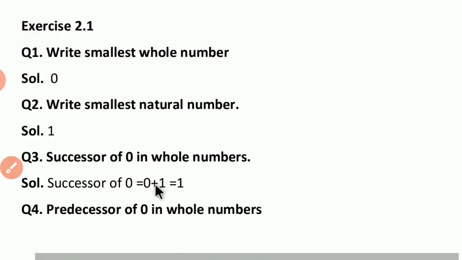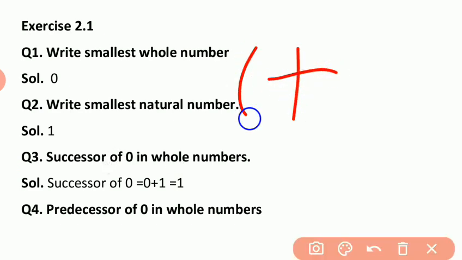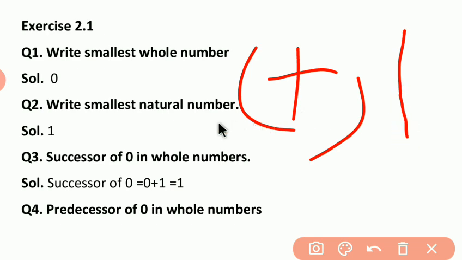So 1 is the smallest whole number. Successor of 0 in whole number. Successor. Do you know what is successor? Successor means the number which comes after the given number, or it means we have to add plus 1.